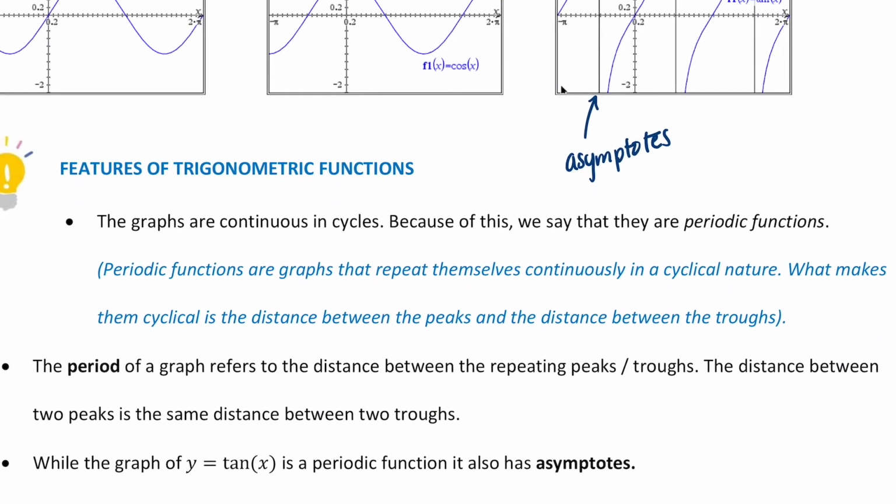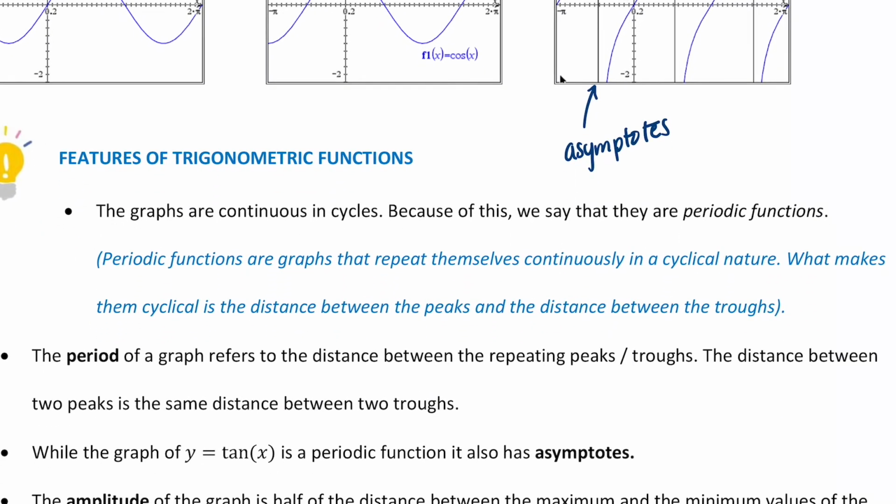So with trigonometric functions, the graphs are continuous in cycles. This is really important to remember, especially with your sine, cos, and tan graph. Because of this, we call them periodic functions. If you're wondering what a periodic function is, they're basically graphs that repeat themselves continuously and they are cyclical in nature.